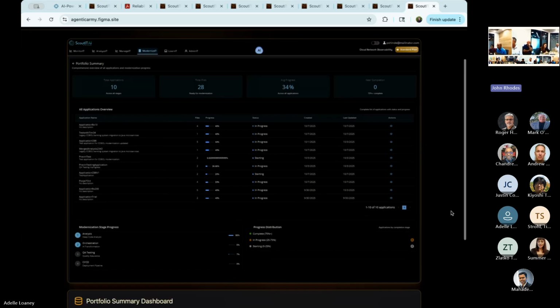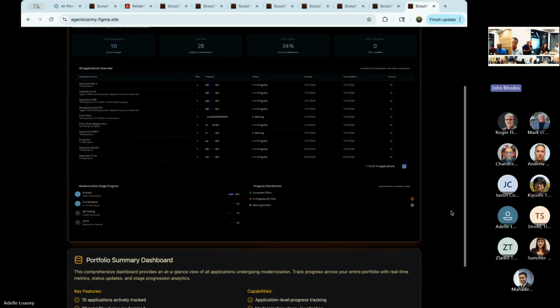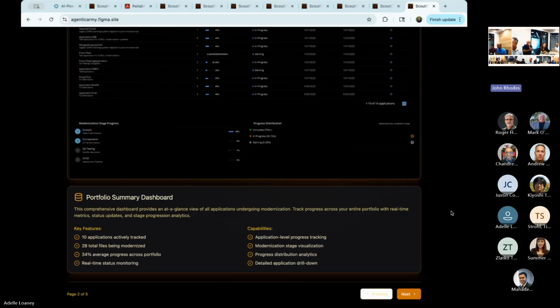And so this would be a summary of where you're at with all of the modernizations. It would give you a dashboard that would provide an at-a-glance view of all of the processes that are happening and all of the applications that are undergoing modernization. So you can track across your entire portfolio with real-time metrics, status updates, and the stage of progression.